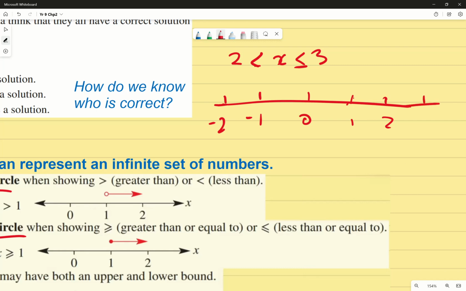So on my number line, I know that x is anything between 2 and 3. I'm going to go from 2 to 3. And I'm going to draw a line in between. Now, in this original one, it says x is between 2 and 3. But this line on the bottom means we're including 3 as well. So I'm going to fill that circle in.